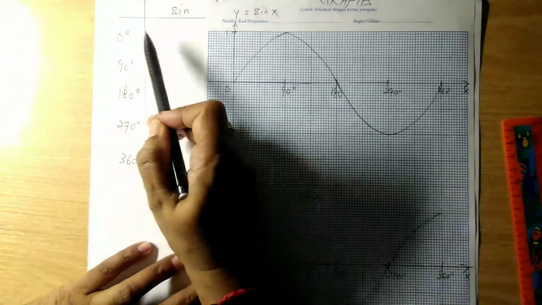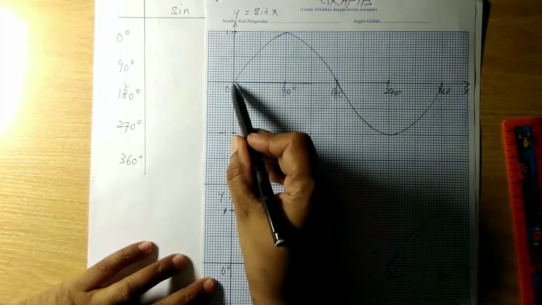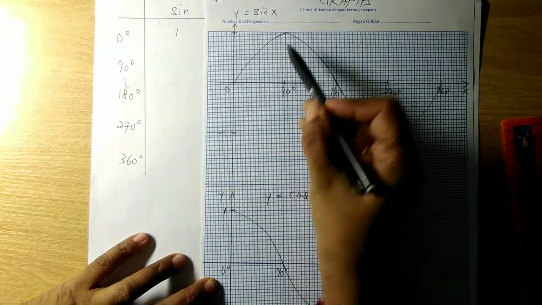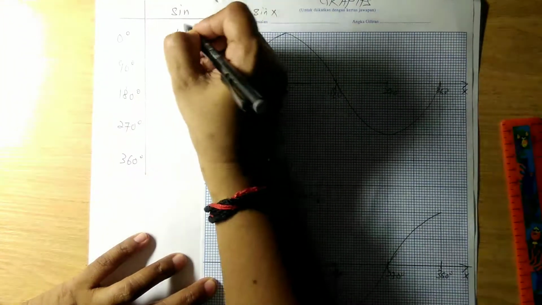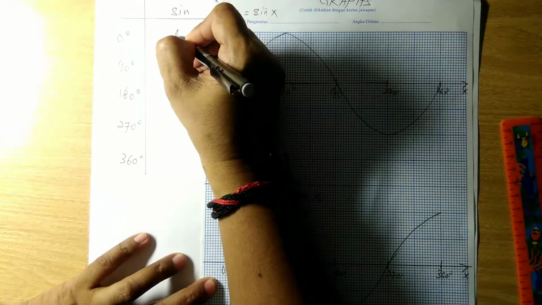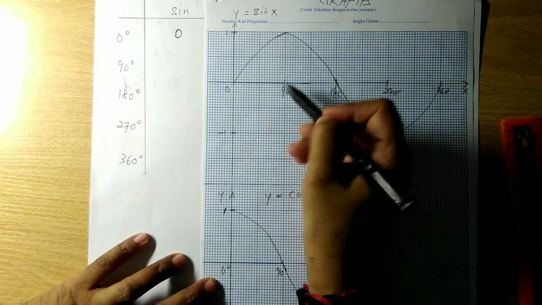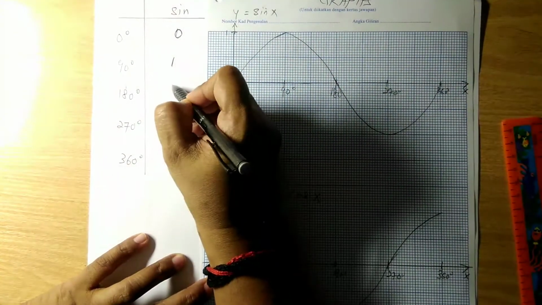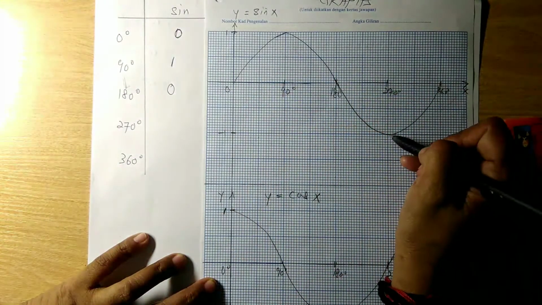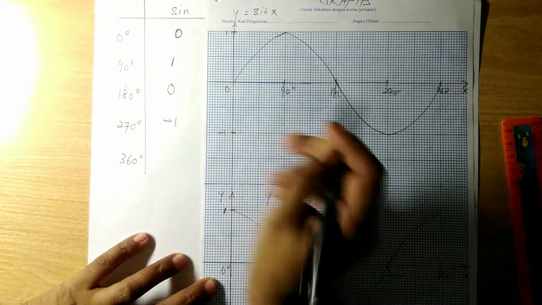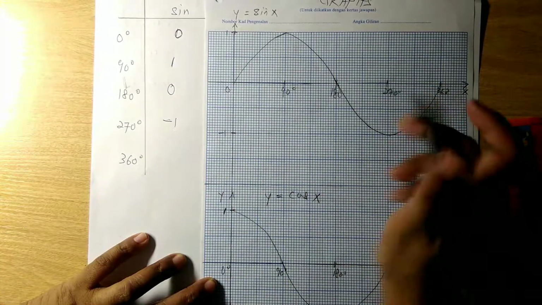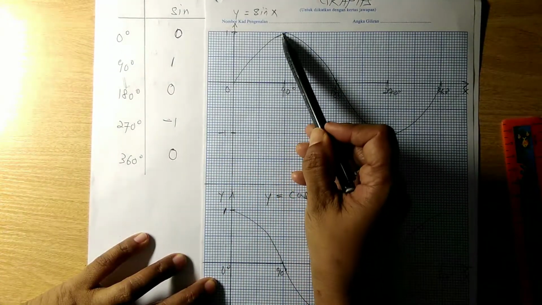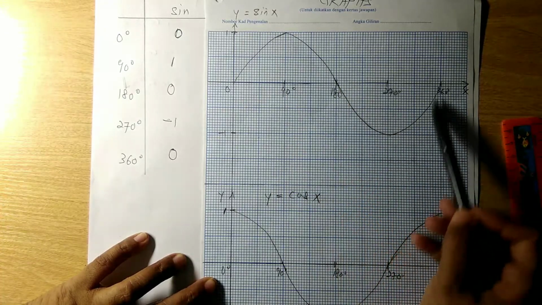At 0 degrees, sorry, this is 0. At 90 degrees it's 1. At 180 degrees it is 0. 270 degrees is actually a -1. And at 360 degrees it is 0. So the values are 0, 1, 0, -1 and 0.